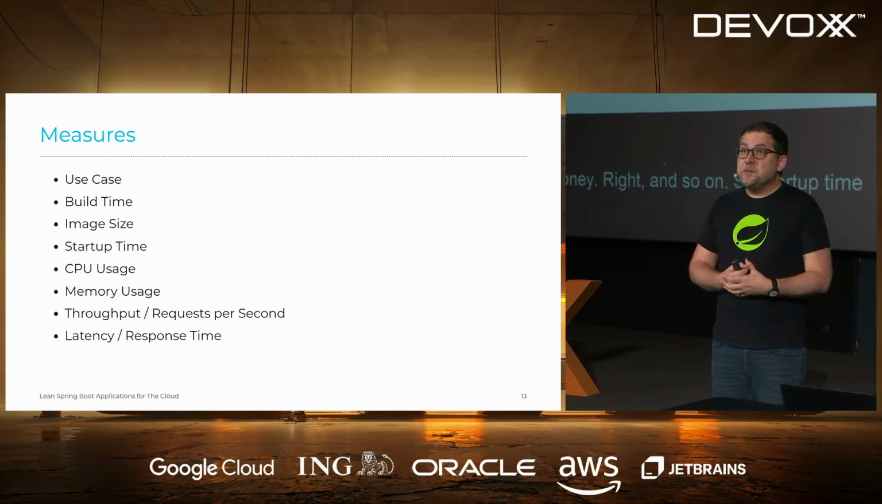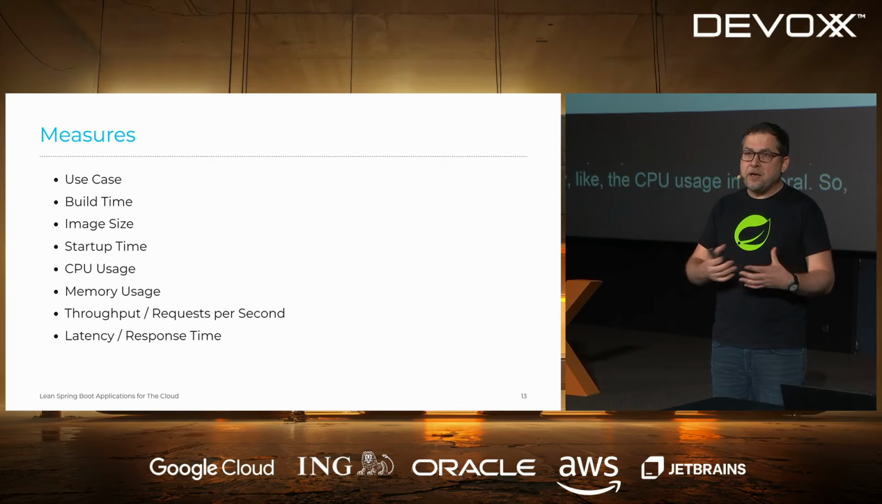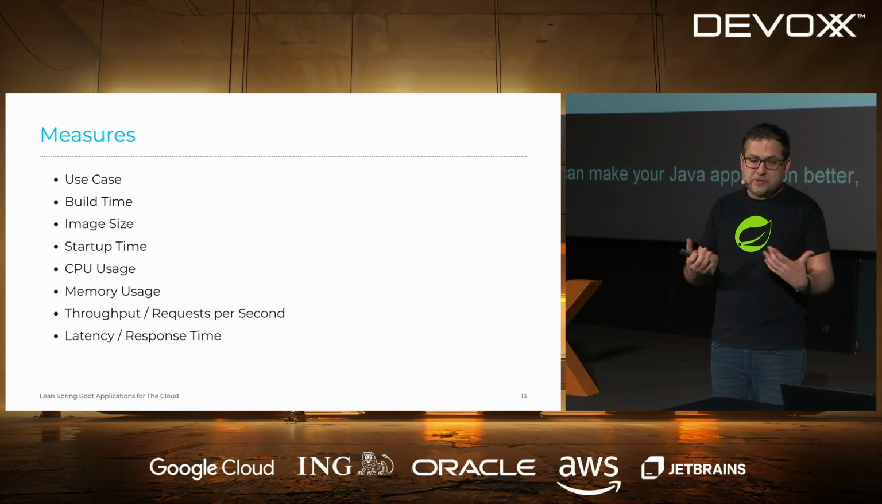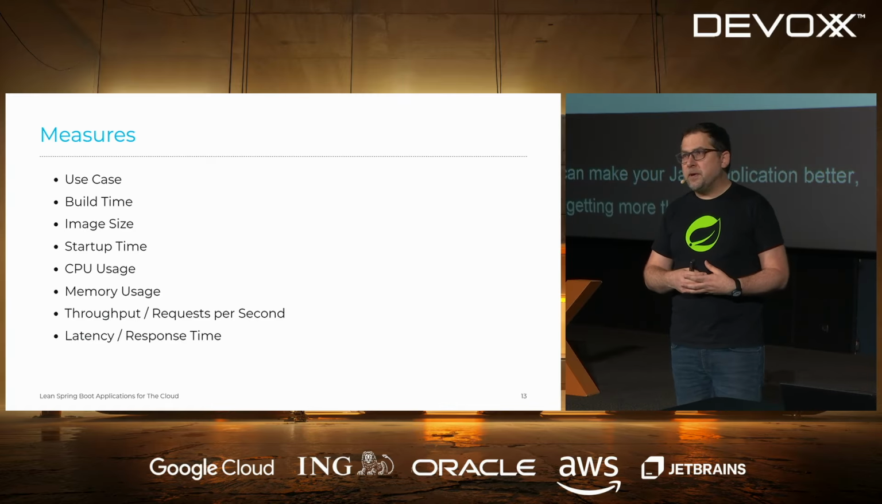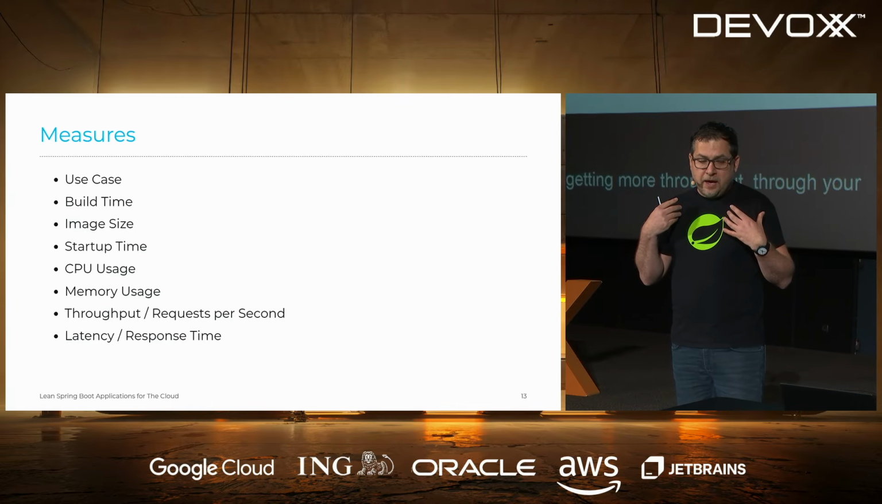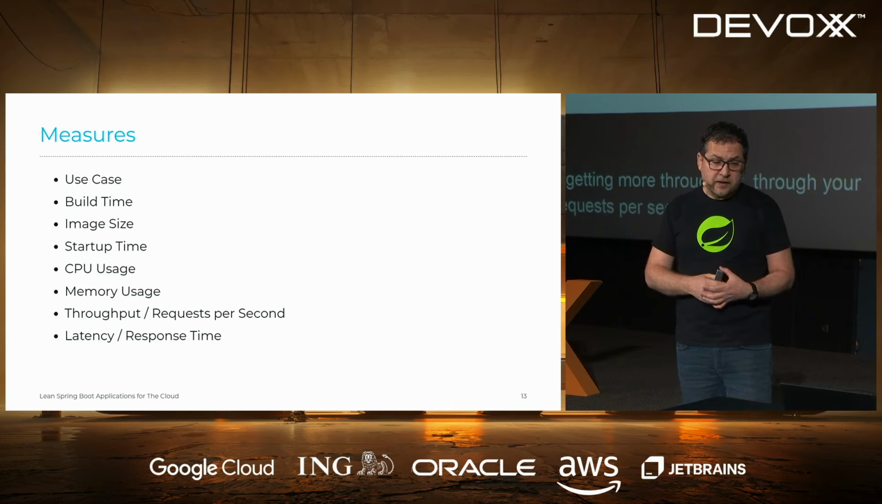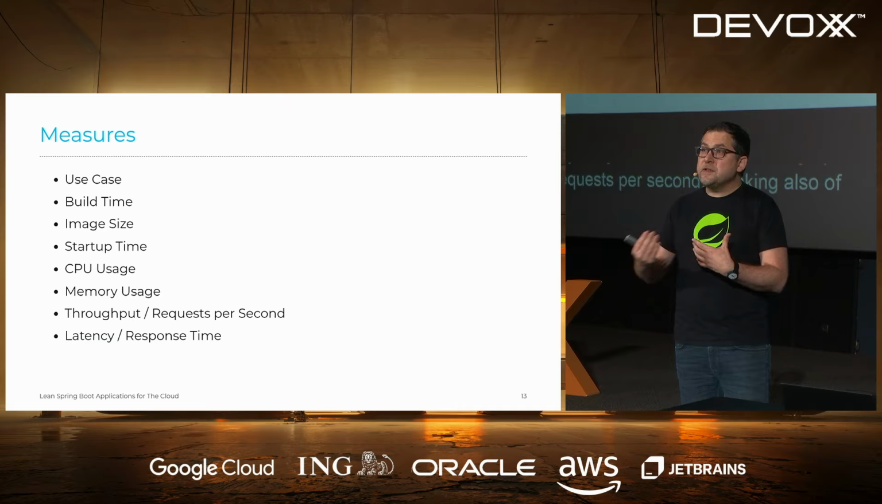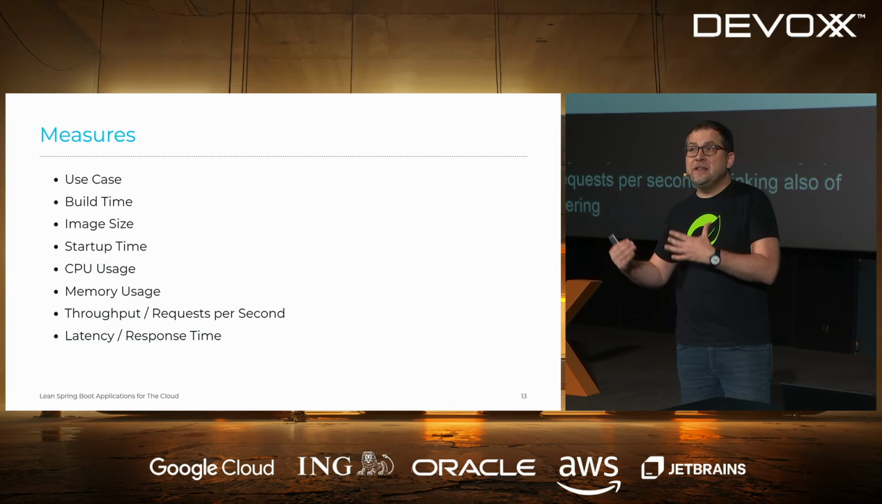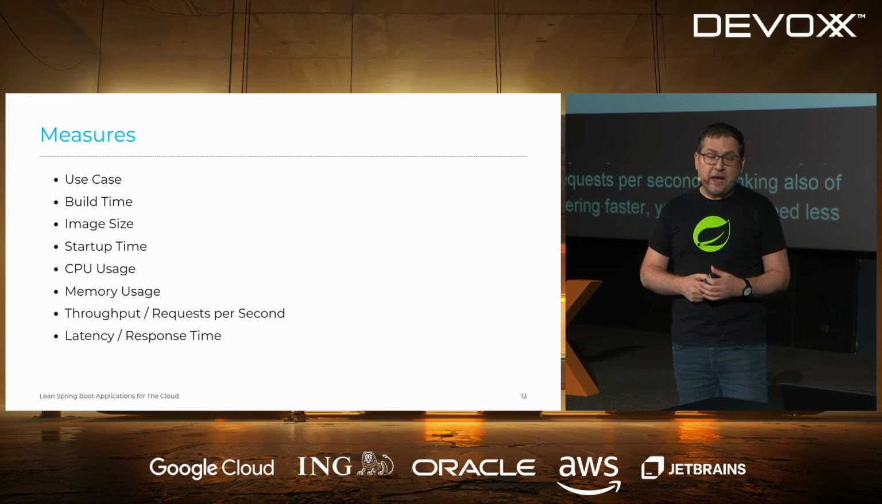Then the CPU usage in general. How you can optimize it, how you can make your Java application better and more responsive. Maybe getting more throughput through your application, so having more requests per second. Thinking also of latency. If your service is answering faster, you probably need fewer other instances, and so on.